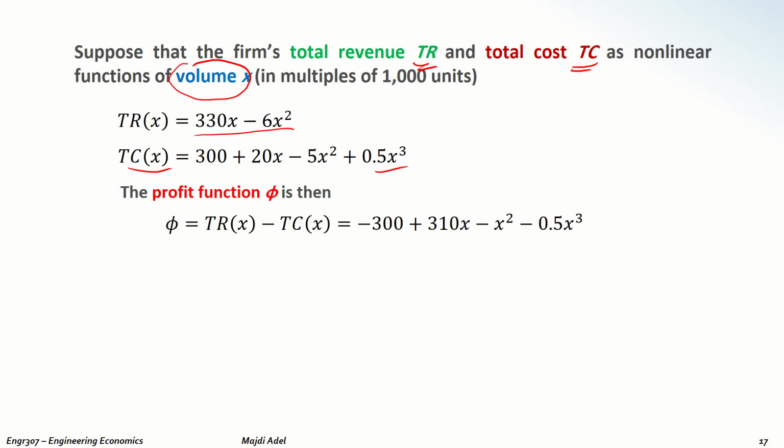The profit function is total revenue minus total cost. The net profit is the total revenue minus the total cost, and as a function of x it is 330x minus 6x squared minus 300 minus 20x minus 5x squared minus 0.5x cubed. This is the final equation, the total revenue equation minus the total cost equation. This gives me the profit function. This is called the profit function.